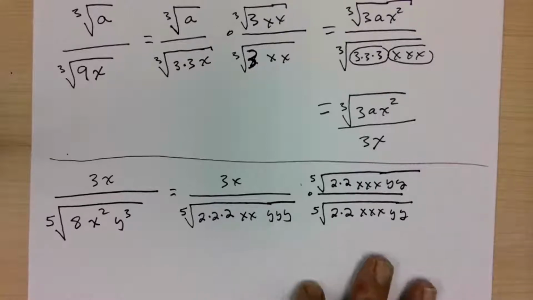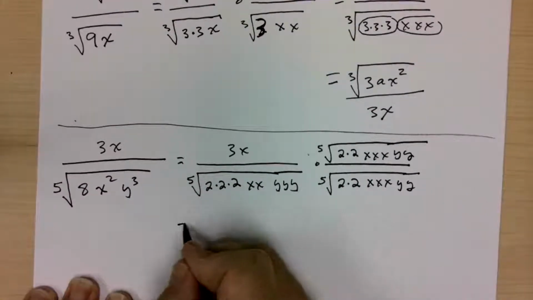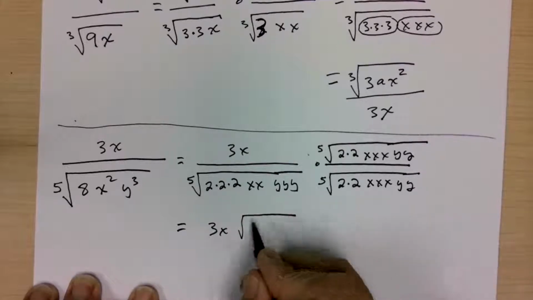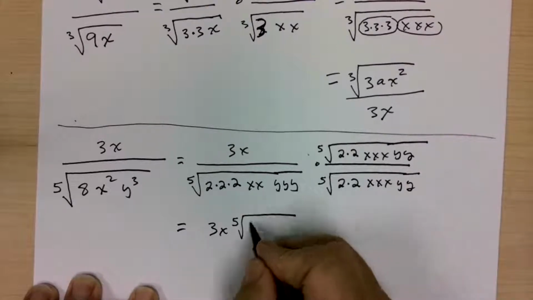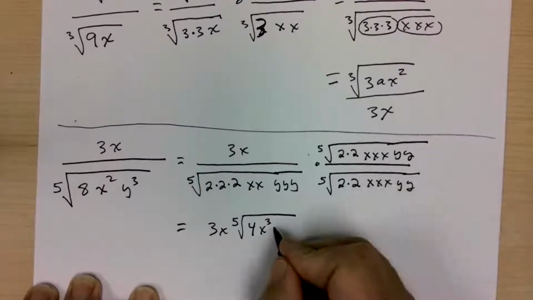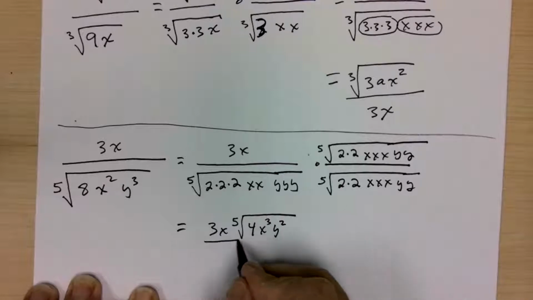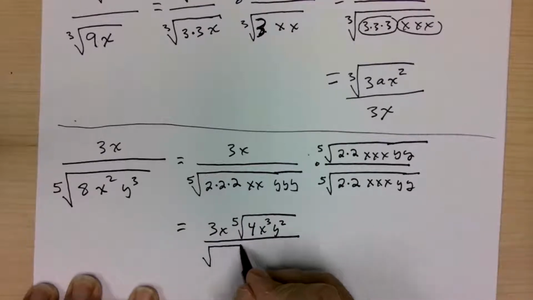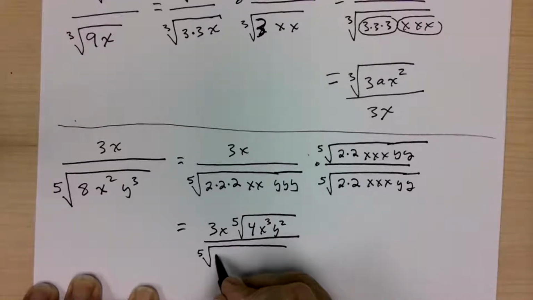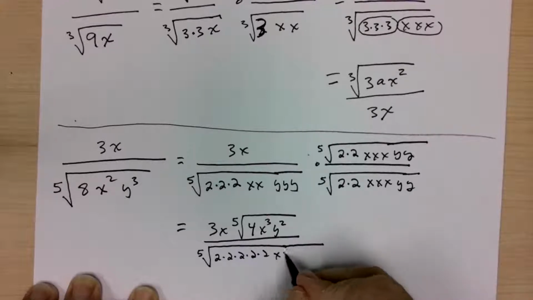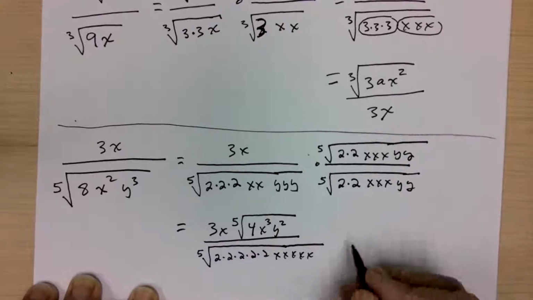So upstairs now, what do we have? We have 3x times the 5th root of 2 times 2 is 4, x cubed, y squared, over 2, 2, 2, 2, 2. So 5 2's, 5 x's, and 5 y's.